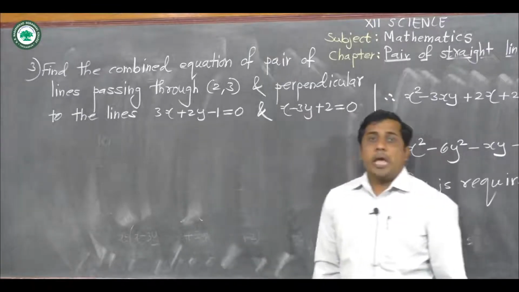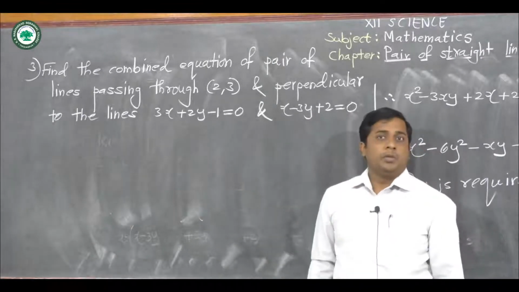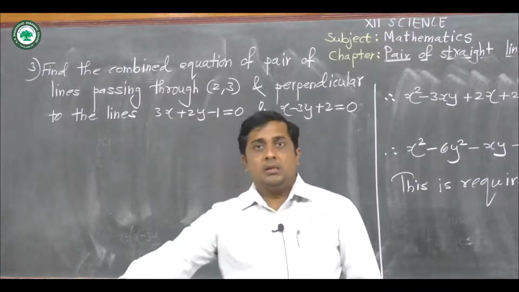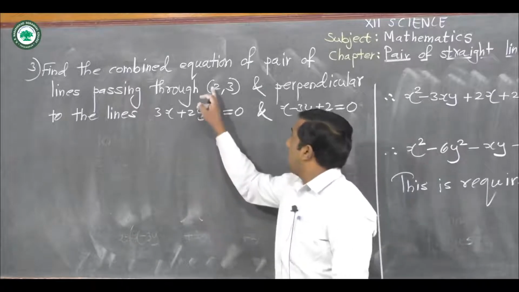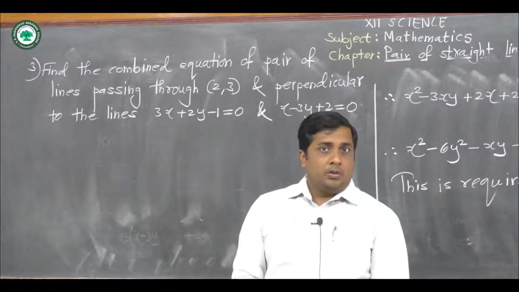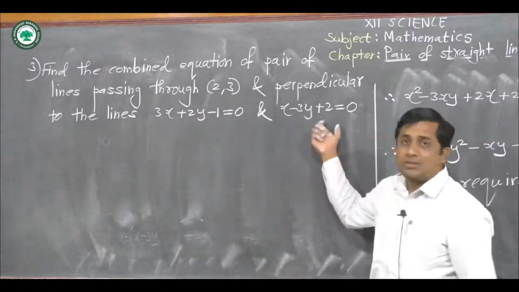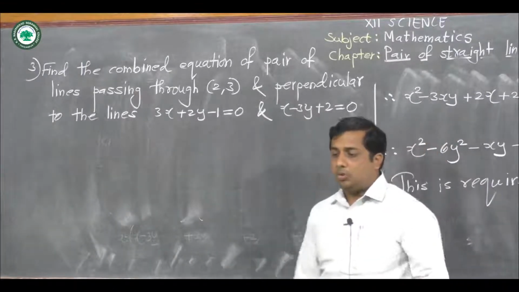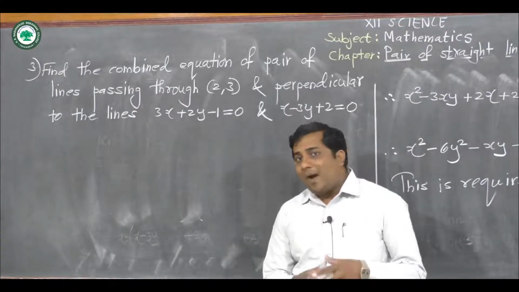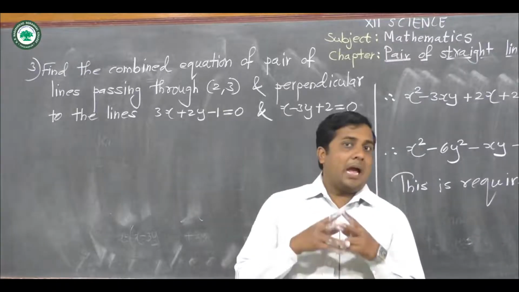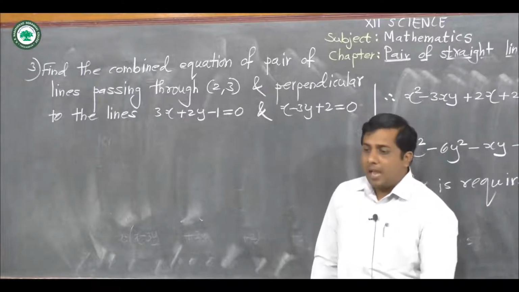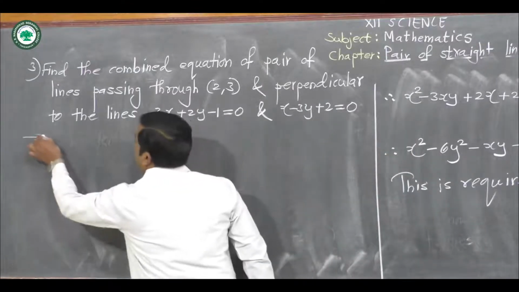Here again we have to find the combined equation, and for this, our lines pass through the point (2, 3) and are perpendicular to the given lines. So we consider our required lines to be L1 and L2. Our first step is to find lines L1 and L2. Let's define these two lines.